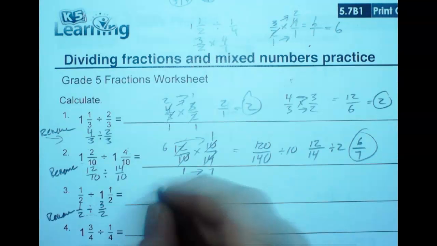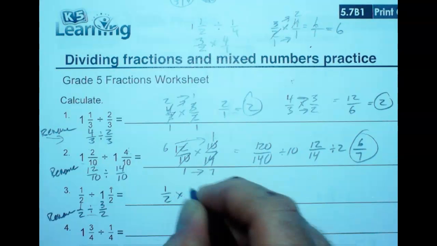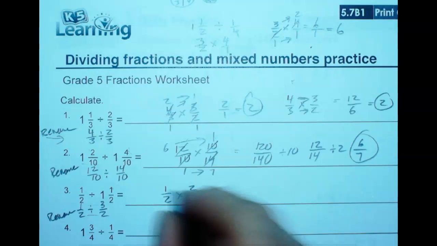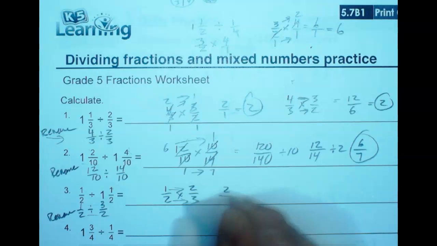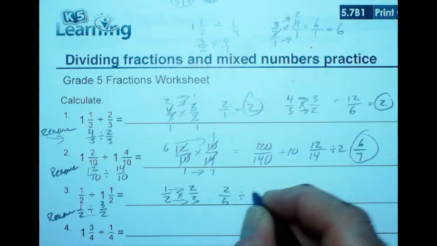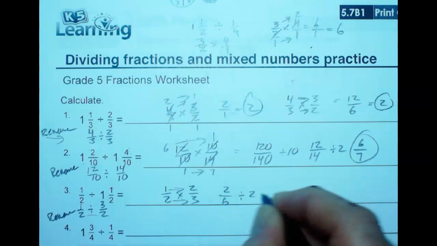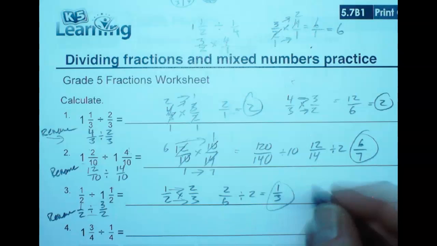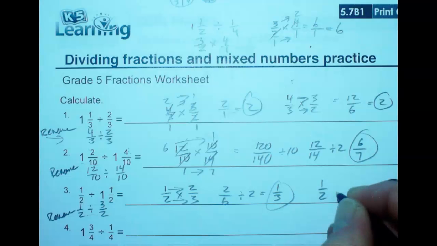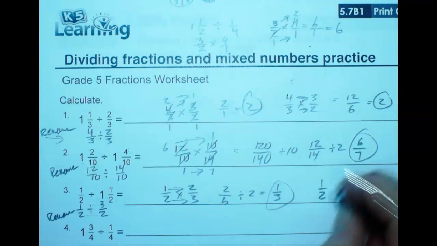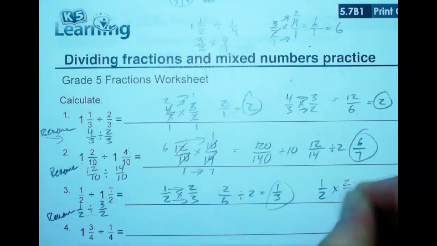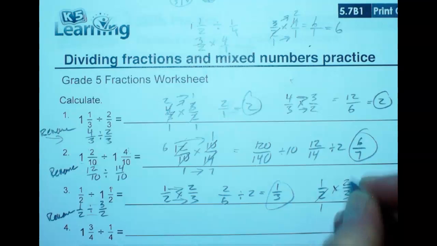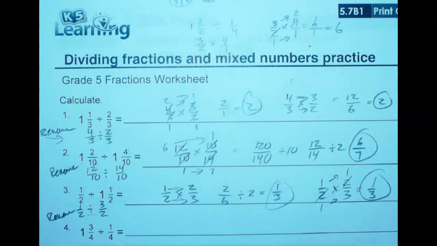All right, so we've done this one, so I'll do the keep, I'll do the change, and I'll do the flip. I'll do it both ways. 1 times 2 is 2. 2 times 3 is 6. We can divide those both by 2 to get to 1/3. Do it that way. And then I got 1/2 times 2/3. With the reducing, we got 2 divided by 2 is 1. 2 divided by 2 is 1. We get to 1/3 that way with reducing, just a little bit faster.